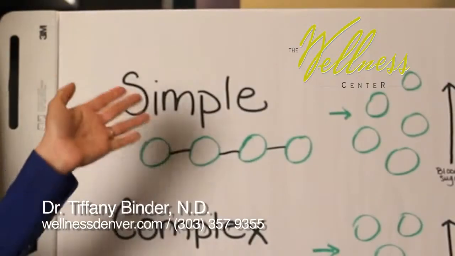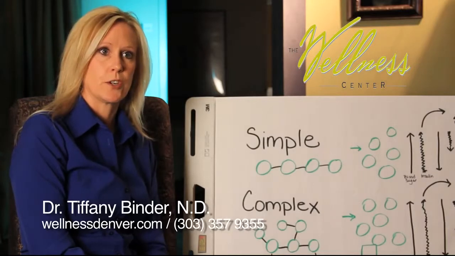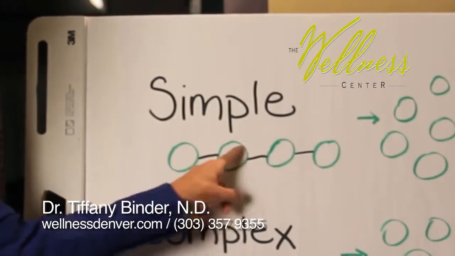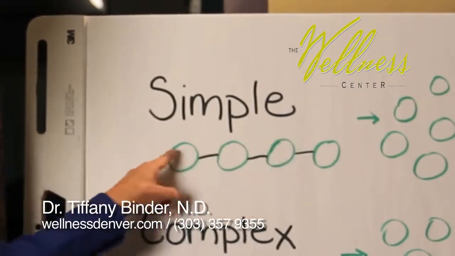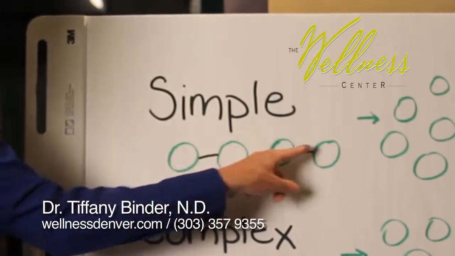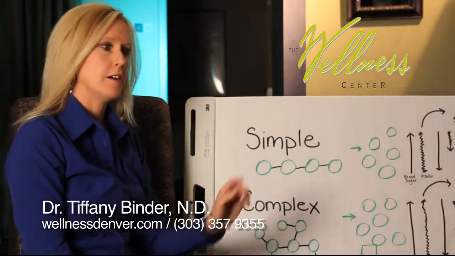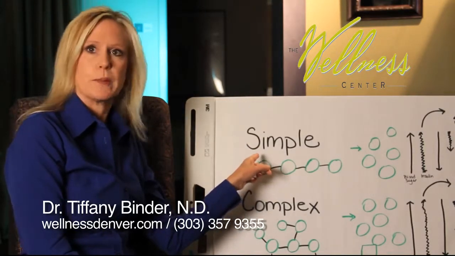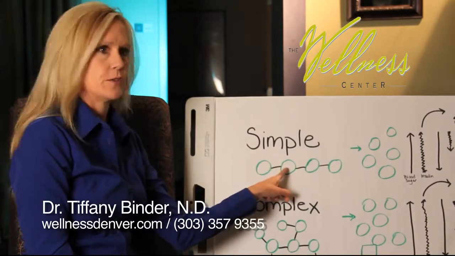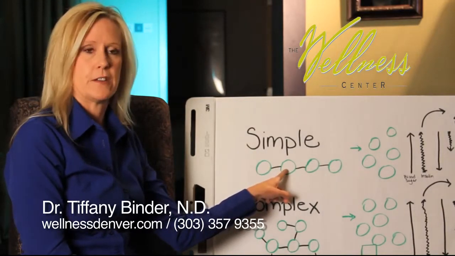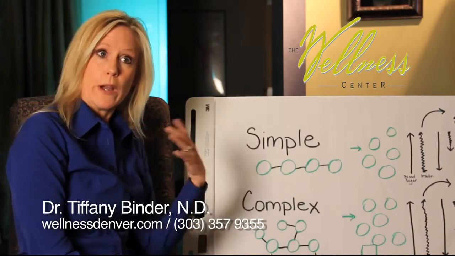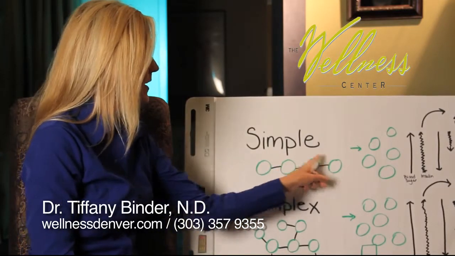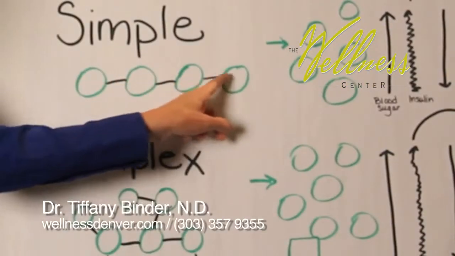So a simple carbohydrate, and I like to use the example of sucrose, which is white table sugar. White table sugar is actually made of sugar molecules, which are the green circles, hooked together with bonds. So they're sugar molecules holding hands in one straight chain. And sucrose is actually made of glucose molecules, which is found in your blood sugar. So if you were to measure your blood sugar, that's glucose. And fructose molecules. Fructose is found in fruit. So sucrose, which is white table sugar, is made up of glucose and fructose molecules in one straight chain. That's why it's called simple, because it's one straight chain.